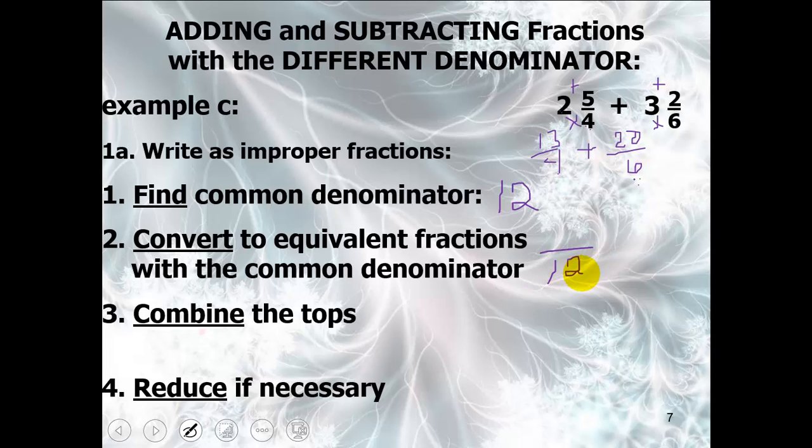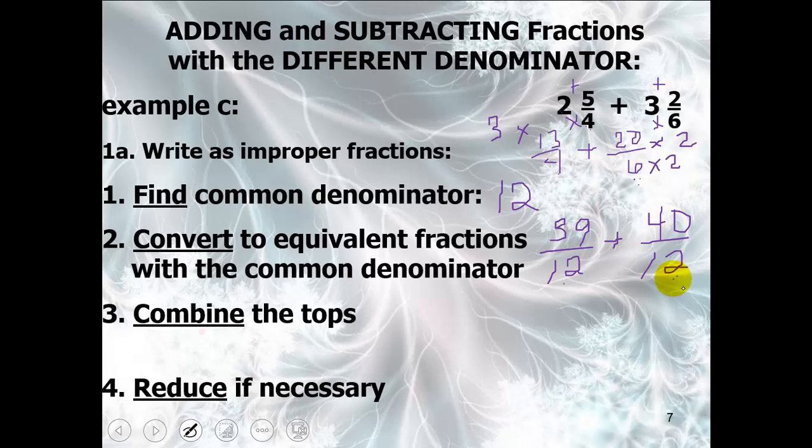So now I'm going to rewrite each one of my fractions as an equivalent fraction with a denominator of 12. All right? What do I have to multiply 4 by to get 12? 3. So that means I have to multiply 13 by 3, and that gives me 39. My next fraction, what do I have to multiply 6 by to get 12? Well, that's 2, so that means I've got to multiply my numerator by 2, so 20 times 2 is 40.